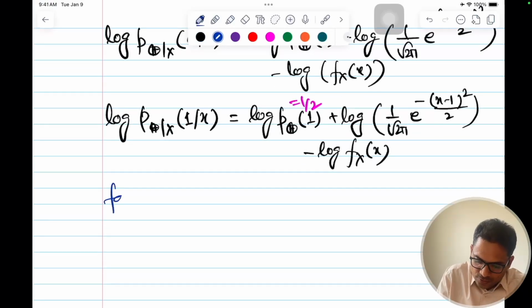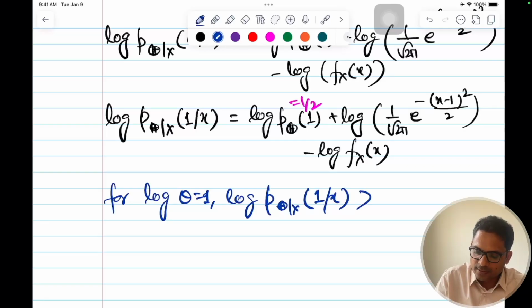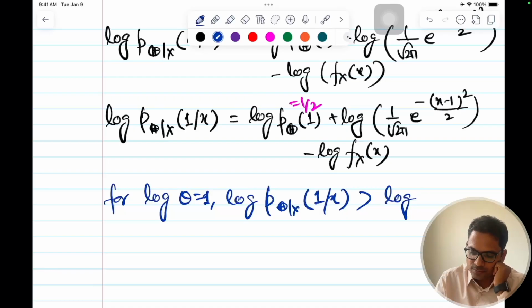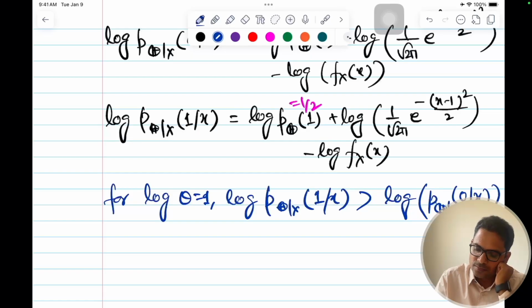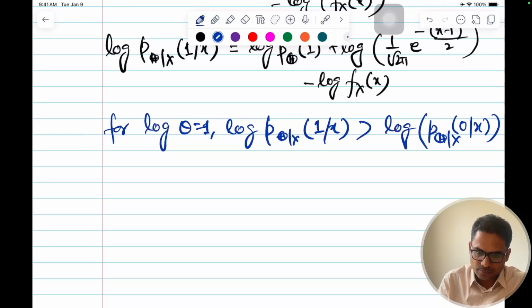Now for the case theta equal to 1, log of probability of theta given x, with 1 given x, should be greater than log of probability of theta given x, with 0 given x, if I want one side to be greater. Okay, let's continue. So what will this value be?